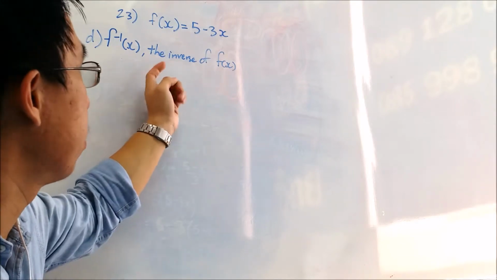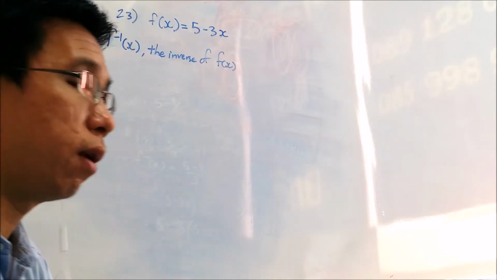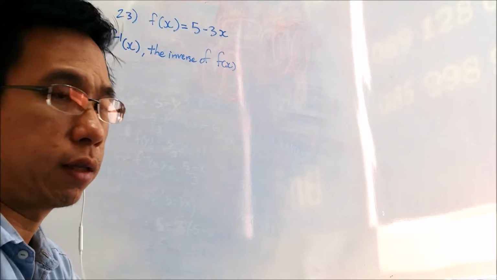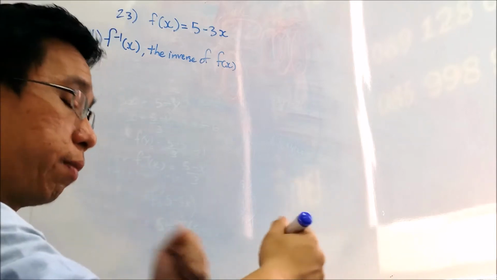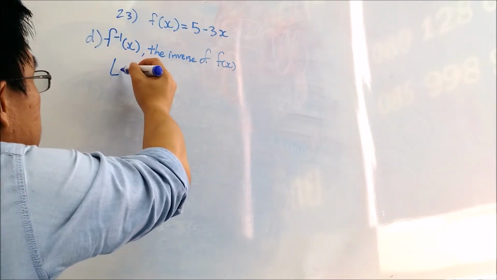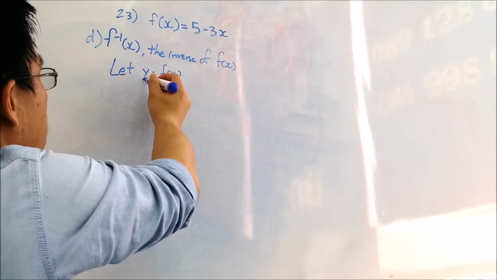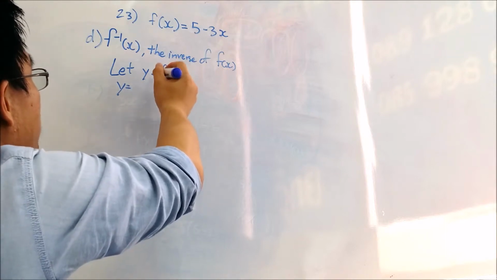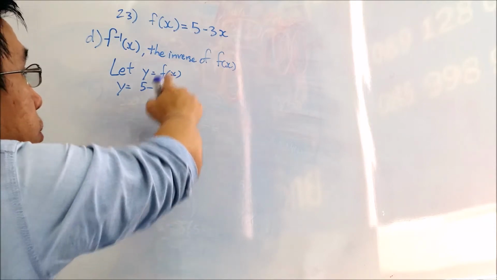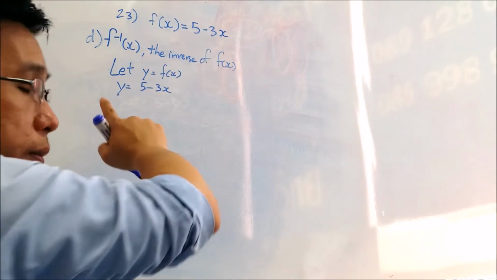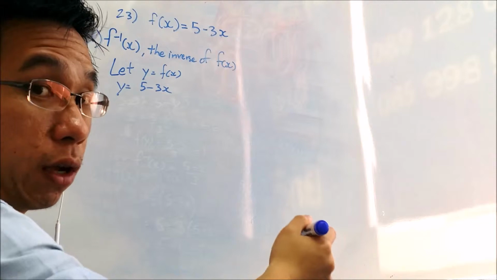They're not asking you to find two things, but actually they are writing down here to say that this reads as the inverse of f(x). So how to do the inverse of f(x)? There is a very standardized method to solve it. First, you let y equal to this function. When y equals f(x), therefore y will be equal to 5 minus 3x. Now the purpose of this is to make x the subject, which means x will be left on one side of the equation only.